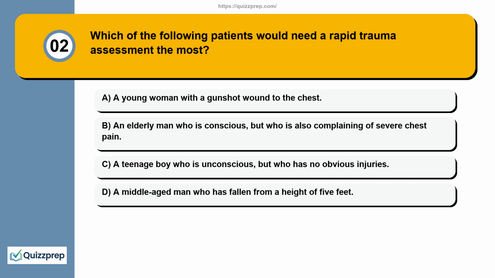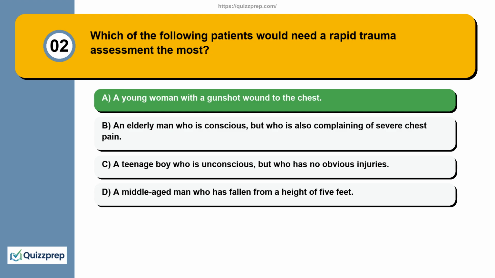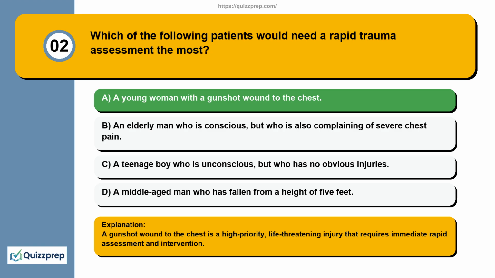Question 2. Which of the following patients would need a rapid trauma assessment the most? A young woman with a gunshot wound to the chest. An elderly man who is conscious, but who is also complaining of severe chest pain. A teenage boy who is unconscious, but who has no obvious injuries. A middle-aged man who has fallen from a height of 5 feet. A gunshot wound to the chest is a high priority, life-threatening injury that requires immediate rapid assessment and intervention.